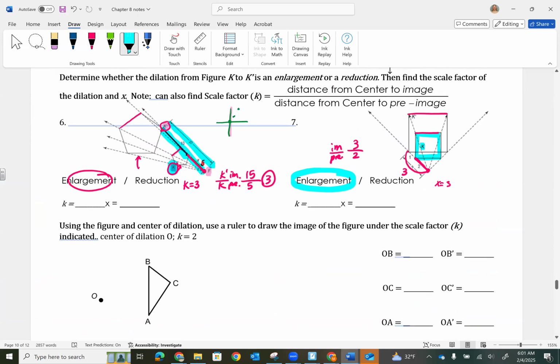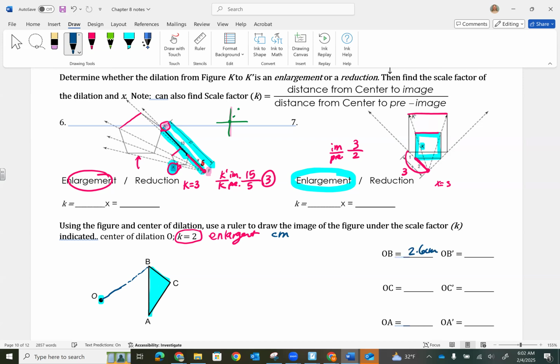Now, this last one, we're actually going to get out a ruler, okay, and say, if this is my pre-image right here, and this is my center of dilation, can we dilate this to make it bigger or smaller? We're going to dilate it and make it an enlargement, okay? And I can't do this the best on my computer, so I'm going to have to describe what I'm doing. We're going to use centimeters, and we're going to measure the distance from O to B in centimeters, and we are going to get 2.6 centimeters.